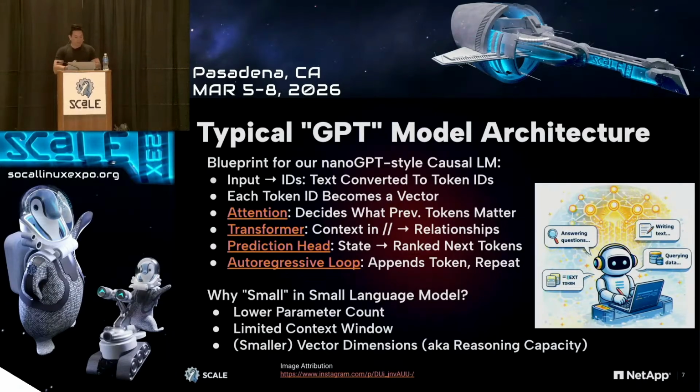So in a small language model, why is it small? It's small because you're intentionally, going from a large language model to a small one, lowering the parameter count. You hear large language models with 100 billion parameters, 200 billion, trillion parameters that are coming out.